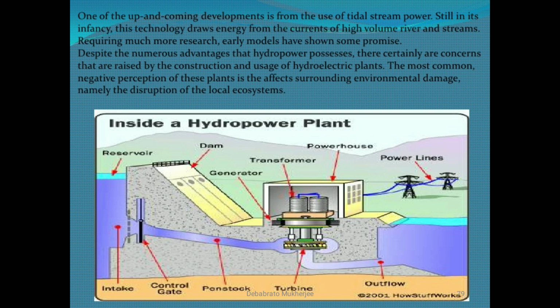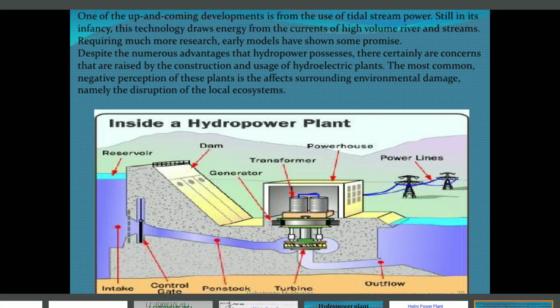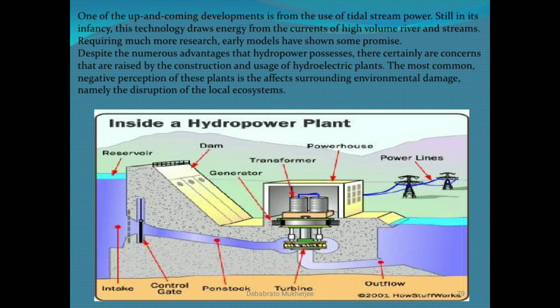This is a dam. This is a tunnel, the penstock, with high pressure, as I just told you. The high pressure water hits the turbine and rotates the generator. When the generator rotates, power is produced and given to the transformer.